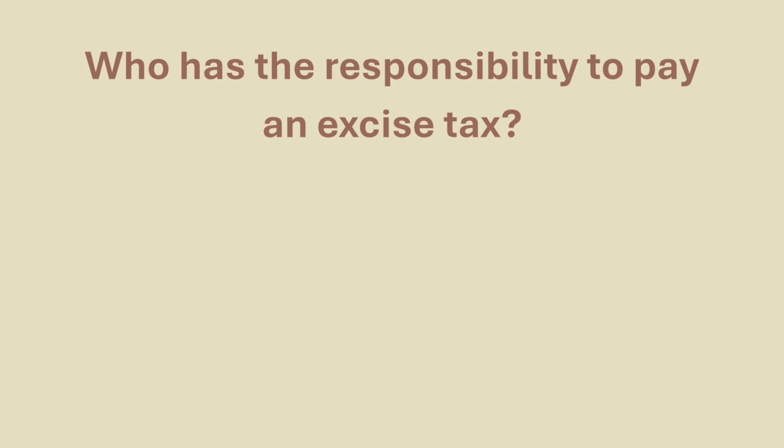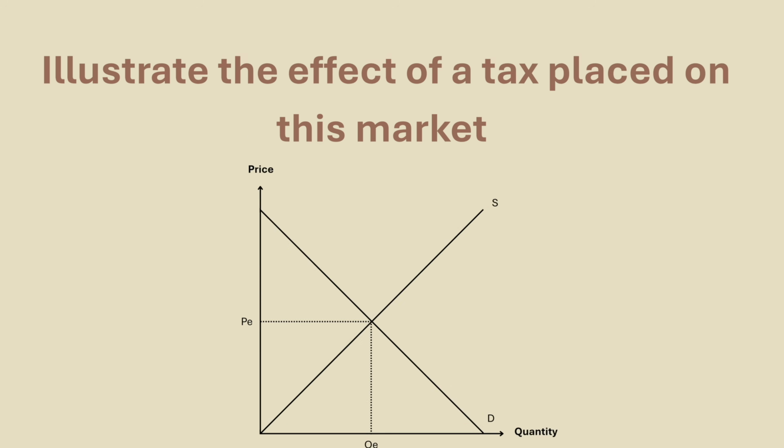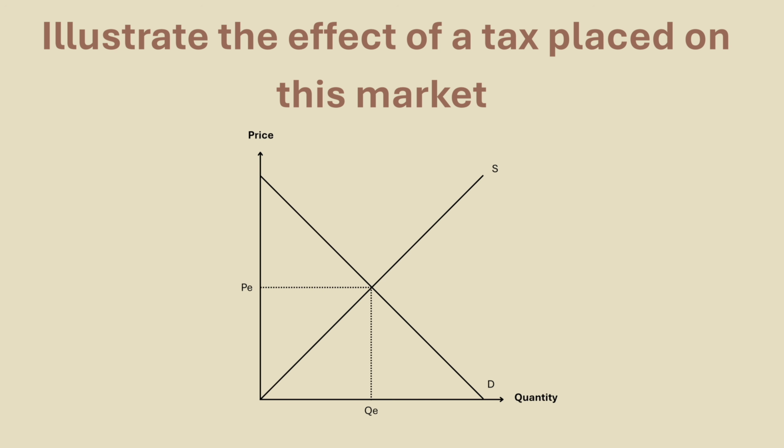Who has the responsibility to pay an excise tax? The answer is the producers have the responsibility to make sure that the tax is paid. Illustrate the effect of a tax placed on this market. Here is the answer. We draw in the tax curve, which is parallel to the supply curve and on its left, and then we draw in QT, PC, and PP.